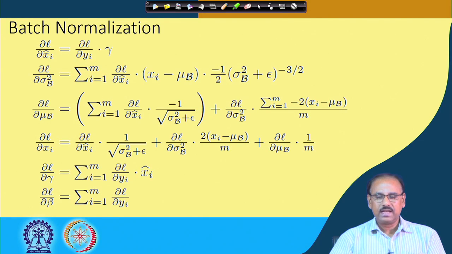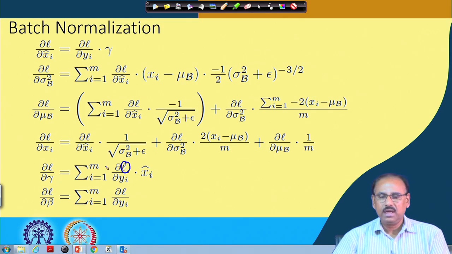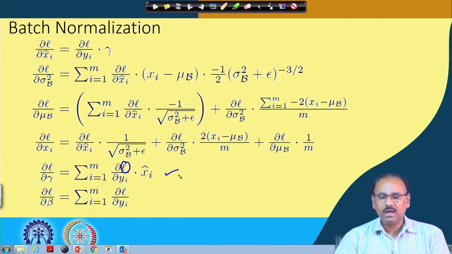Through these derivations, it has been shown that the normalization and the reparameterization that we have done is differentiable with respect to the parameters gamma and beta. And because it is differentiable, I can use the same gradient descent approach for updating the gamma and beta values. Here L is the loss function. What I need to compute is del L del gamma, which is given by del L del yi into xi hat, taking the summation over all the samples in the batch, that is i equal to 1 to m.